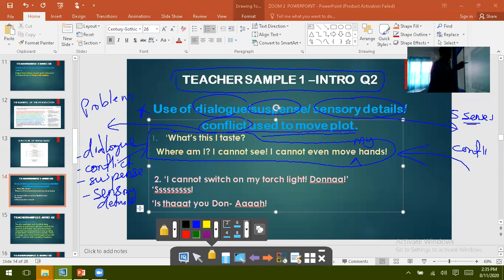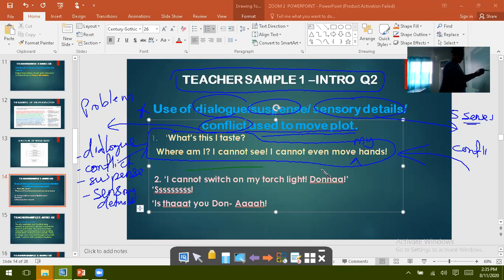We are seeing an example that we can also create an introduction where the conflict is right at the start, or the dialogue is right at the start. You understand? Second example, still to do with conflict.